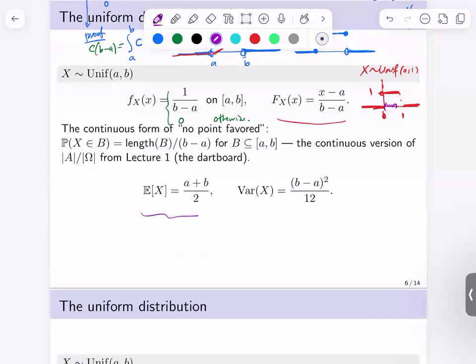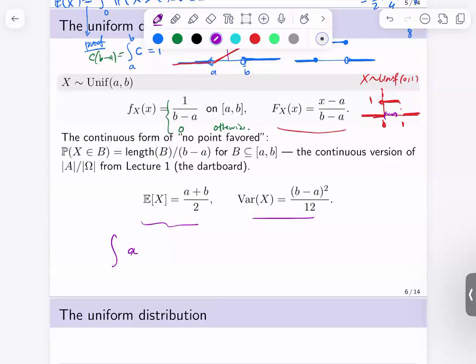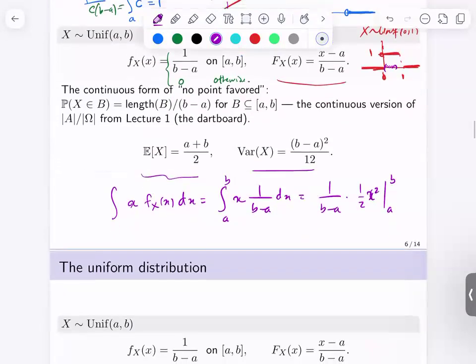Then you can compute the mean and the variance. The mean is naturally the middle of the interval. You compute it by integrating x times the PDF, which is x times 1 over b minus a, dx, from a to b. Then you get 1 over b minus a, times 1/2 x squared from a to b. Then you substitute, you get 1 over b minus a times b squared minus a squared, and these simplify, you get b plus a over 2. So it's naturally the middle of the interval.